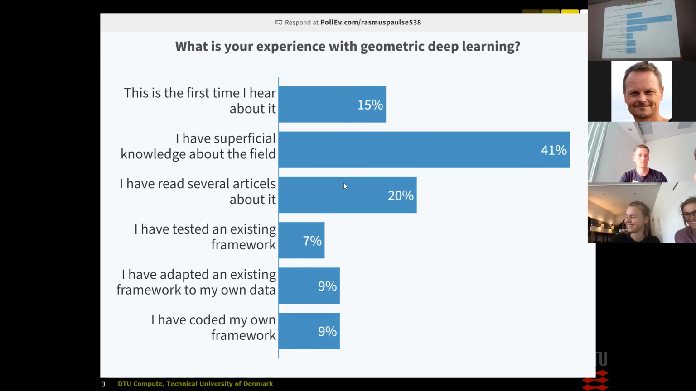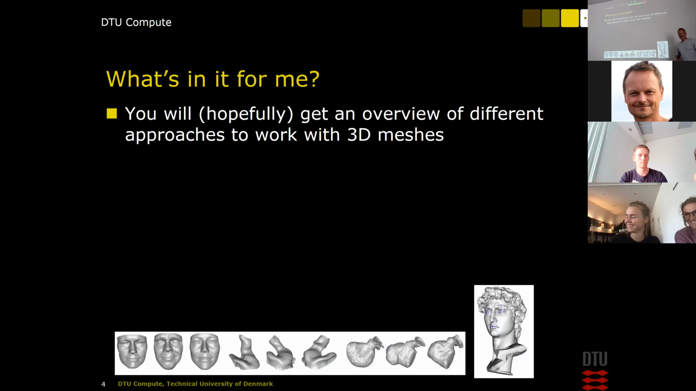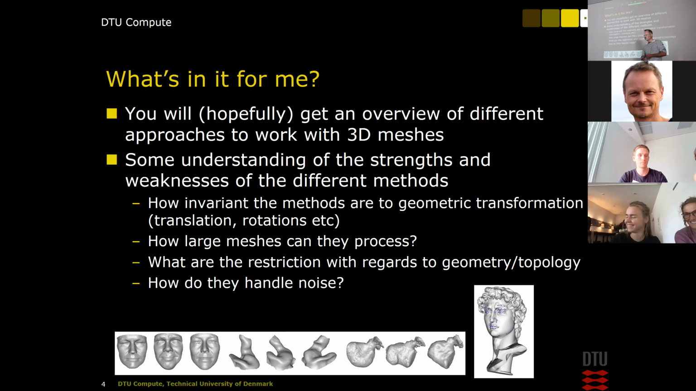In any case, it seems that quite a majority have a superficial knowledge about the field, which is a very good starting point. That is actually what I have. So what you can get out of my speech today is that you will hopefully get an overview of the different approaches to deal with 3D meshes. I'm quite specific that I say 3D meshes. There are ways to apply these methods to higher dimensional data, but I will focus on the 3D meshes and then you can generalize later. So you will also get an understanding of how these methods work on different types of data, how invariant they are to different mesh properties, and also what the limits are for what they can actually do. Because compared to standard image processing techniques, there is a huge variety in the type of data that these contain.